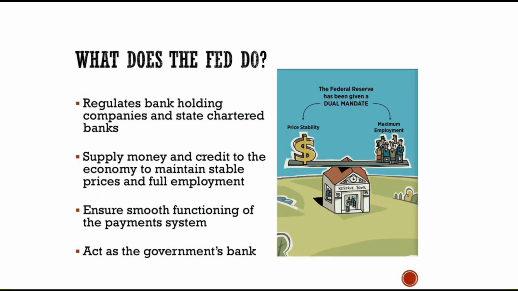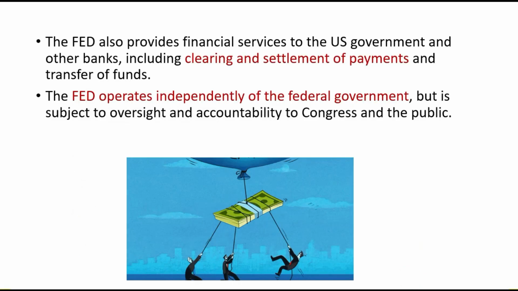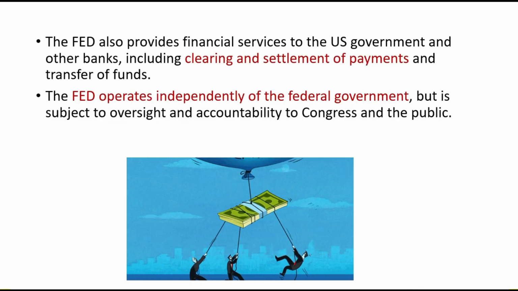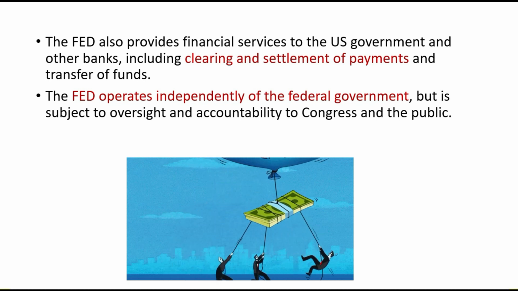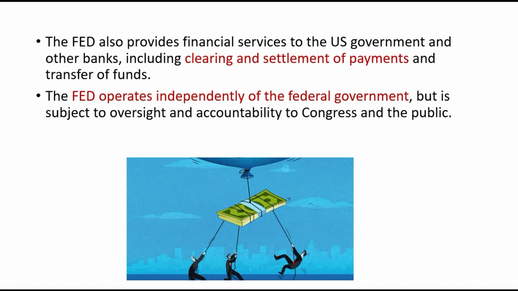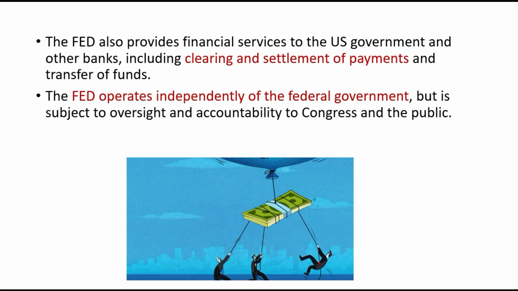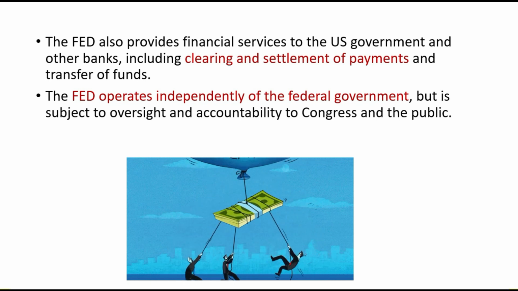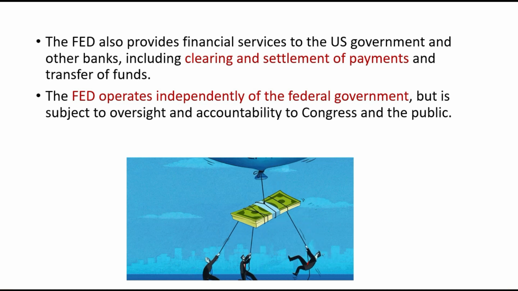Now, when you talk about Fed, people are always thinking about regulation, about bank holding companies, supplying money and credit, ensuring smooth functioning of the payment system, and people always equate Fed and government bank. Something like that. Two things are very important. The Fed can do one important thing, clearing and settlement of payments, and another one, that the Fed operates independently of the federal government. So these are two very important facts about Fed.